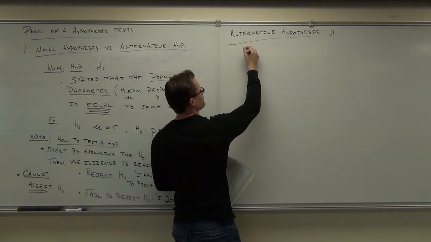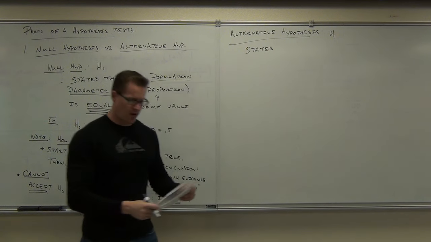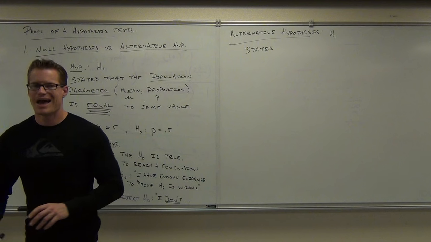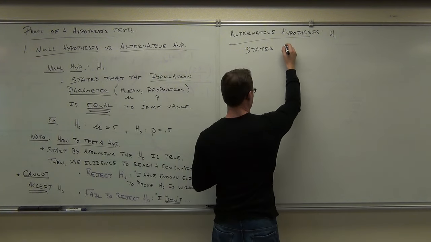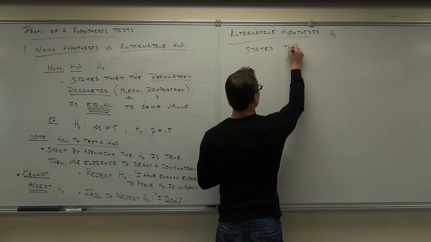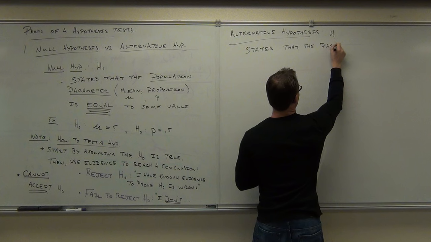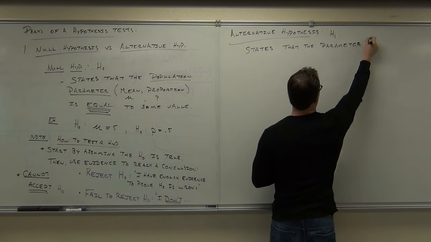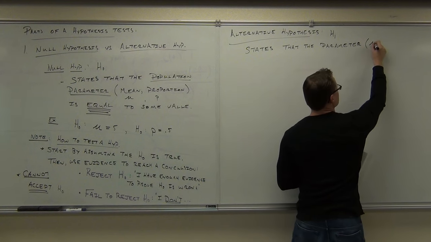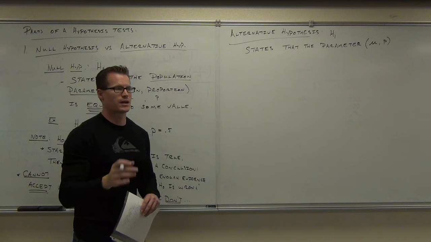What this does, this states that the parameter, whatever we're talking about, the mean or the proportion, has a value different than H sub 0. Remember, parameter for us means one of these. States the parameter has a value different than H sub 0 has it.